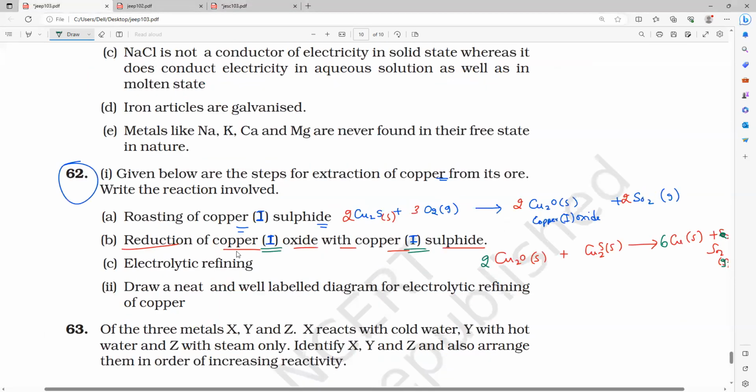Then third question. Draw a neat and well-labeled diagram for electrolytic refining of copper. This is the second part in the C question.